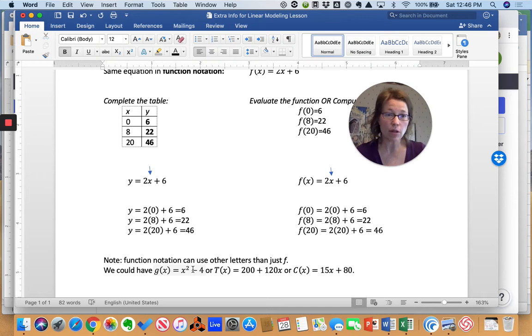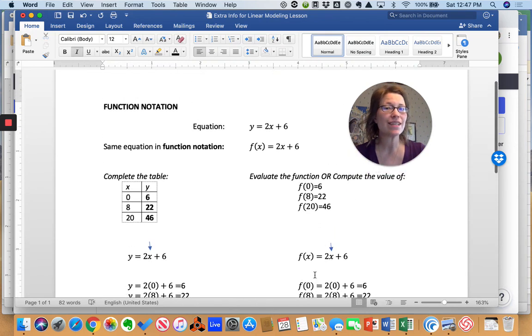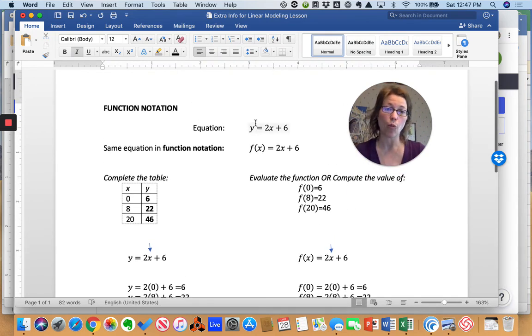If I had some problem where I was talking about this f of x function and this g of x function, it'd be really easy for you to know which one I'm talking about because they have different letter labels. Sometimes we'll use a letter that corresponds to the context that we're using the function to model. So like, let's say you're talking about the cost of tuition. You might use a t for your function letter. T of x equals 200 plus 120x. Or you're talking about the cost of something. Maybe you would use a c. Don't let these things throw you. Just know that when you see this, it's really just the same thing as having a y right there.